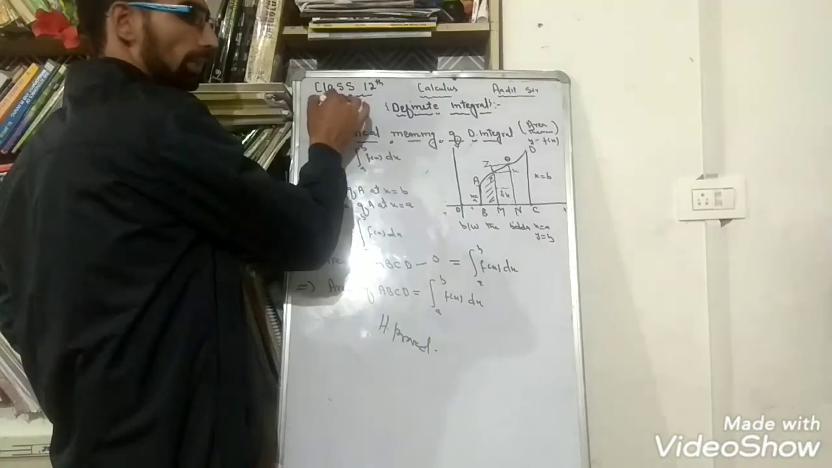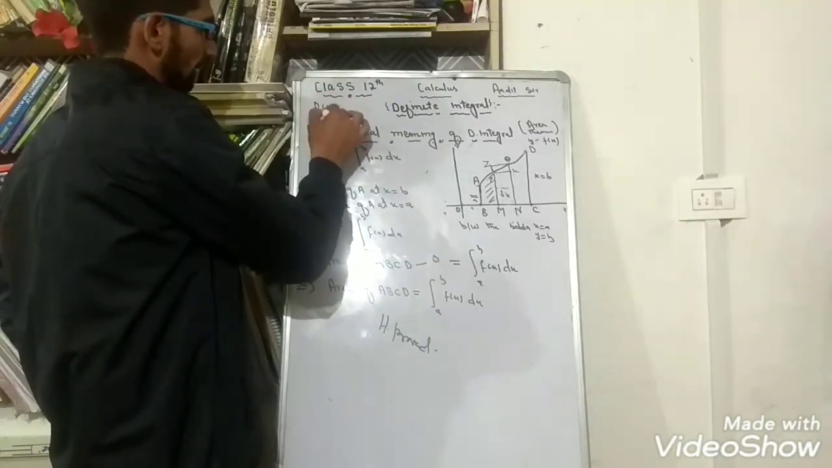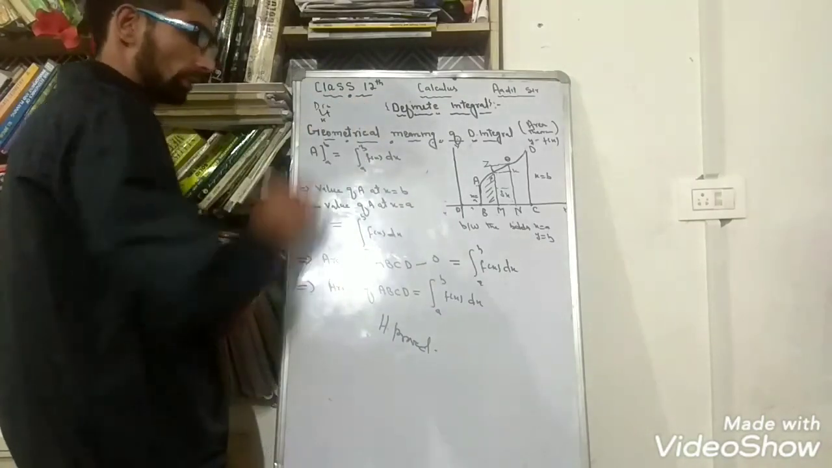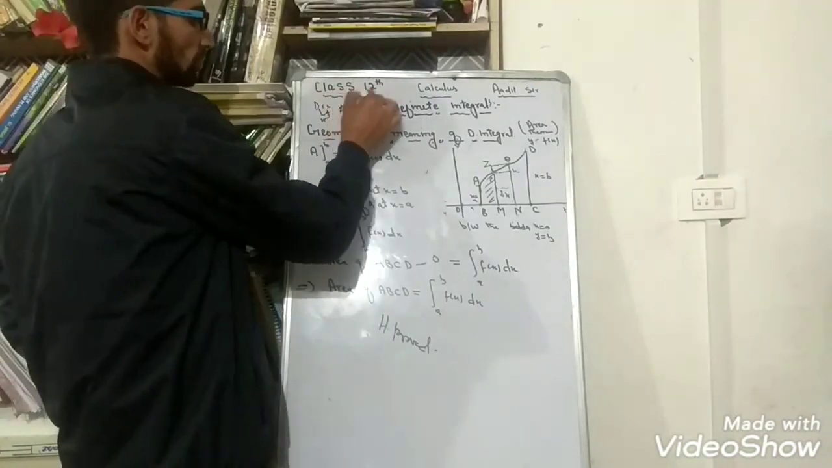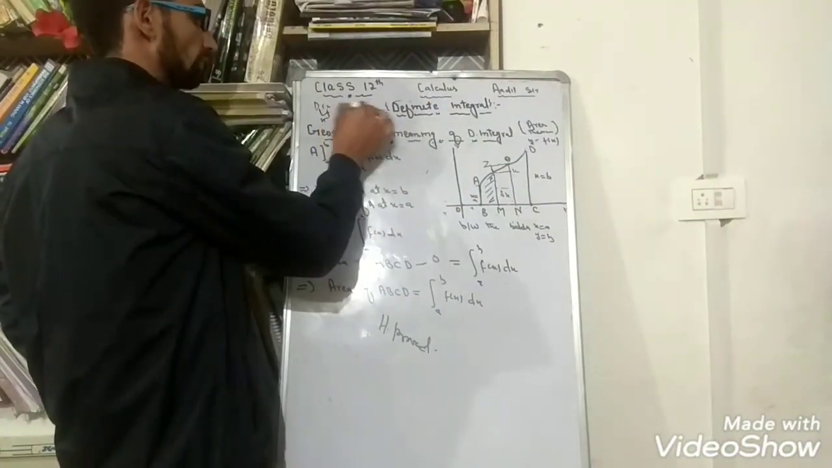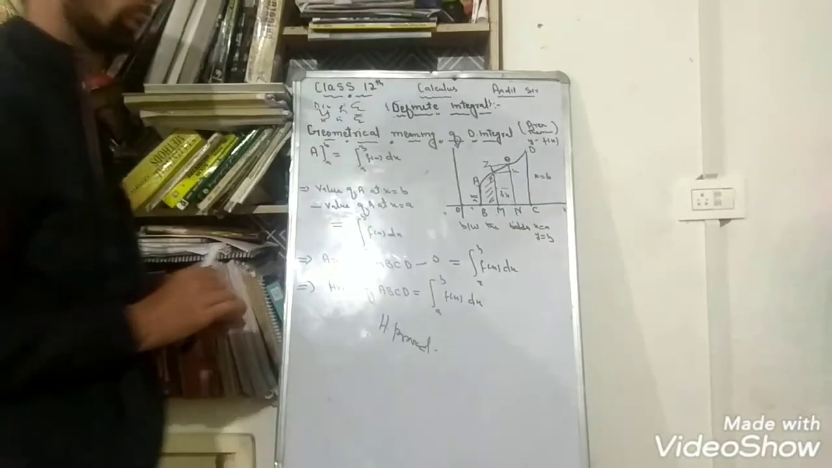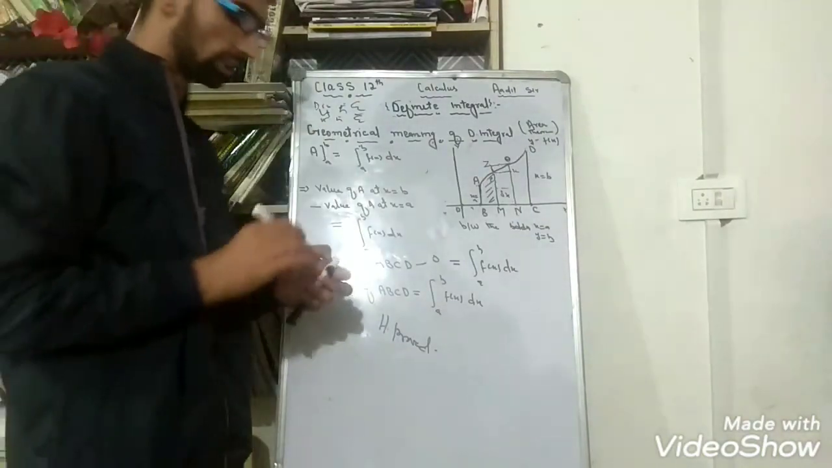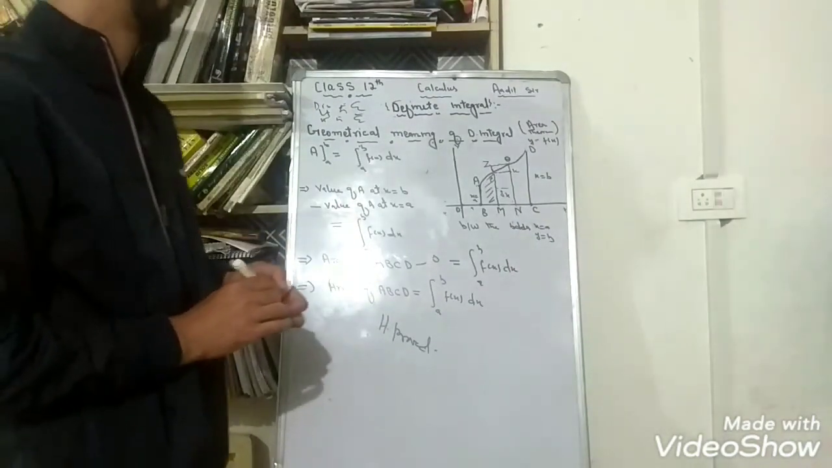The definite integral as a limit of a sum, and we know there are two formulas with limit as h tends to 0 of h into a summation of something. We are going to prove that result also, but this is enough for today.